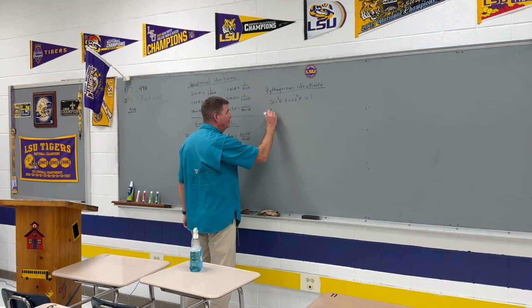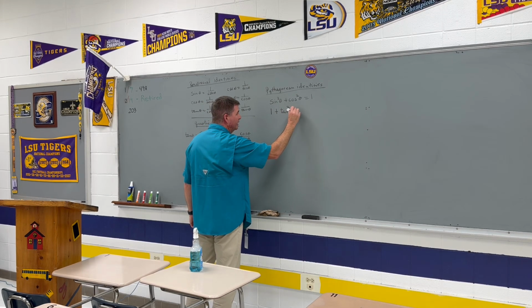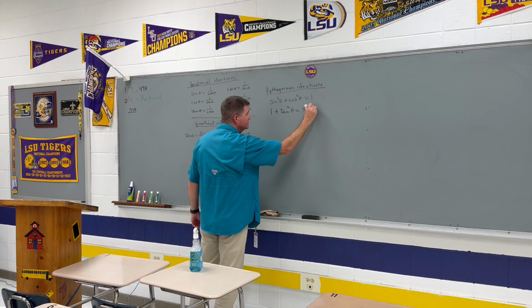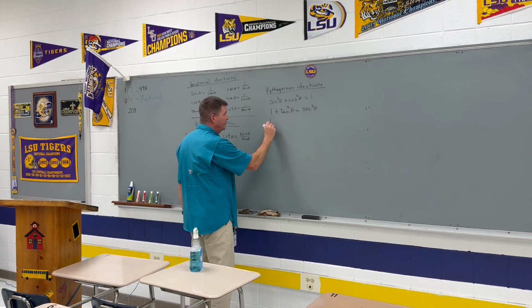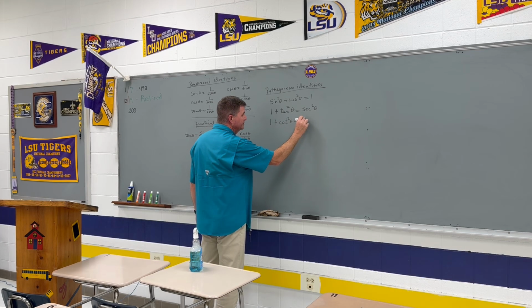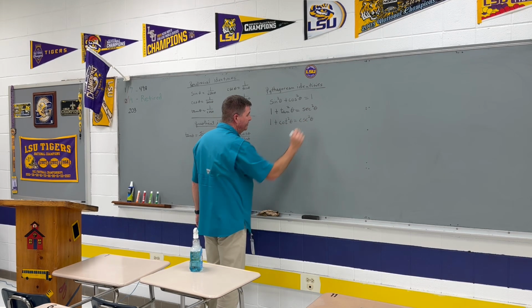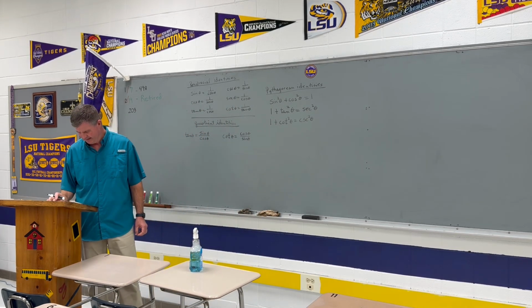You also have 1 plus the tangent squared theta equals the secant squared theta, and 1 plus the cotangent squared theta is equal to the cosecant squared theta. Those would be the Pythagorean identities.